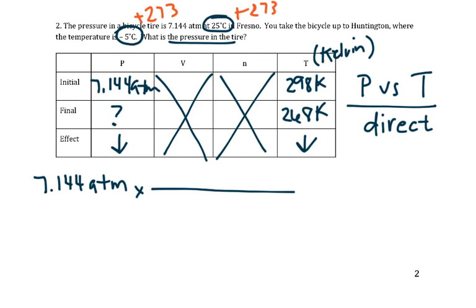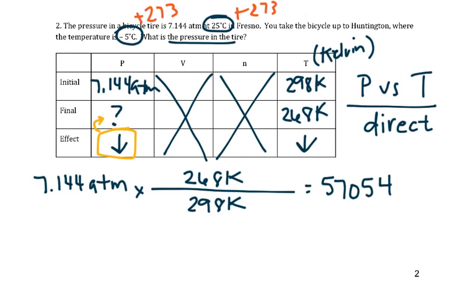So again, use that effect arrow for the one that you're trying to calculate the final for. So it's for pressure. The arrow is pointing down, so that means the larger number falls to the bottom. So 298 and then 268 Kelvin will go up top. And when you get this, the calculator should spit something out similar to this. So that's just a calculator answer.